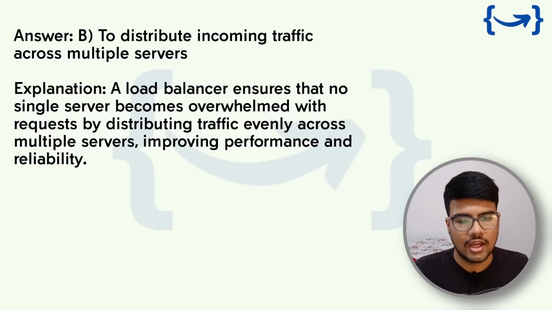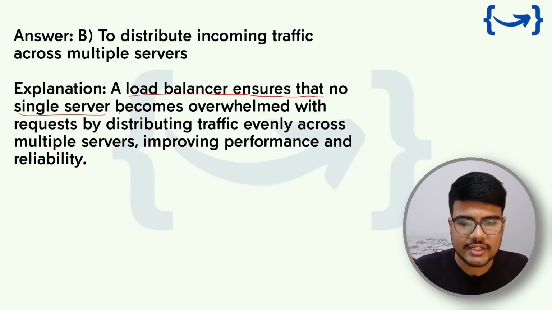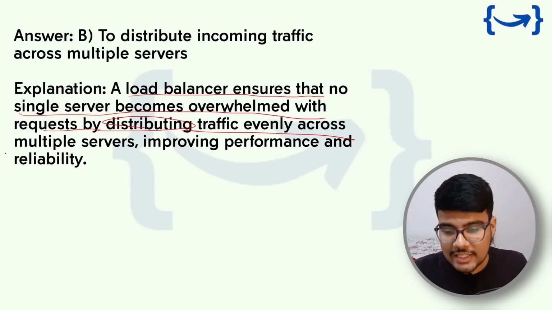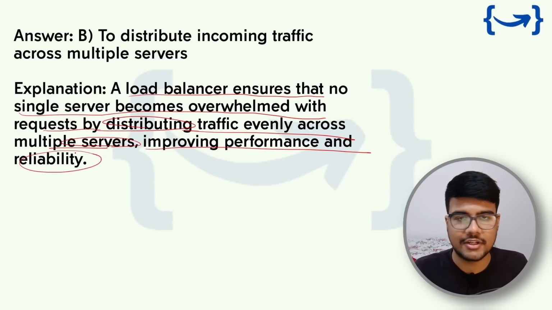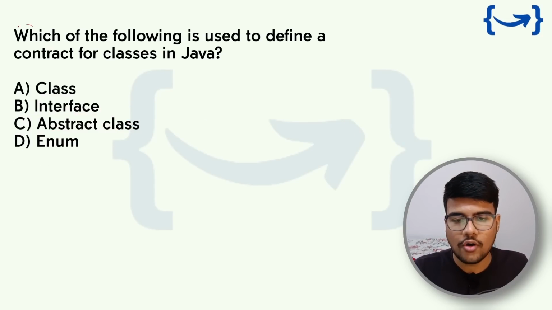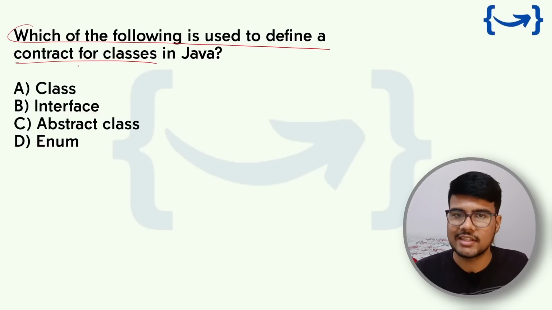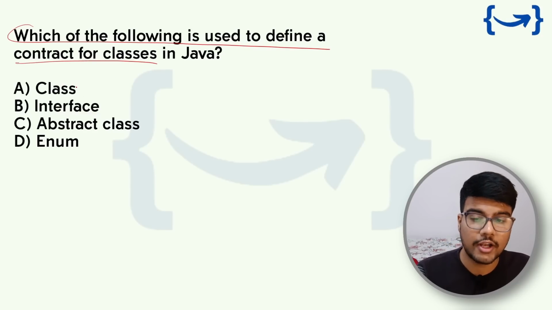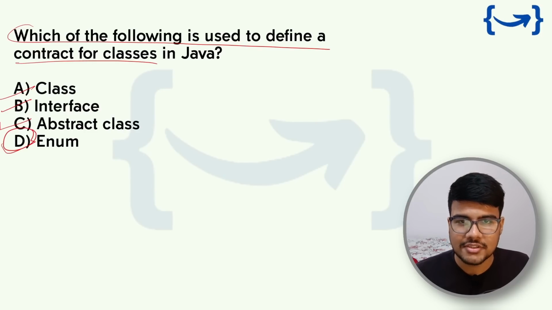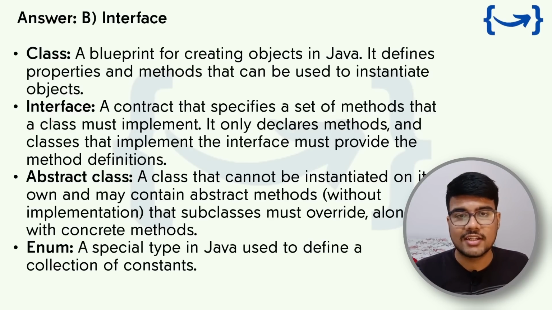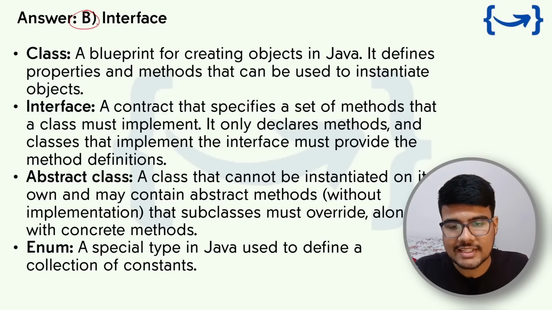And let's see, yes. A load balancer ensures that no single server becomes overwhelmed with requests by distributing traffic evenly across multiple servers, improving performance and reliability. Great. Which of the following is used to define a contract for classes in Java? Class, inheritance, abstract class, enum. Do you feel the answer is enum? No, the answer is not enum. The correct option is interface.